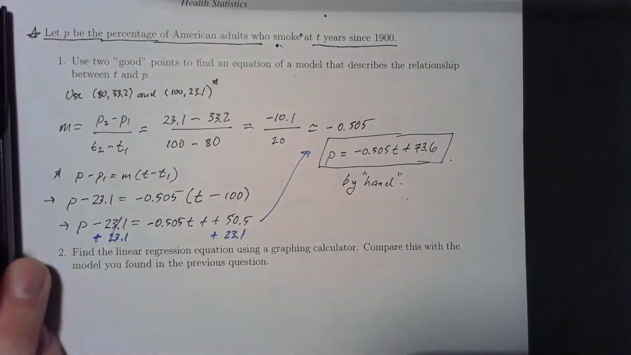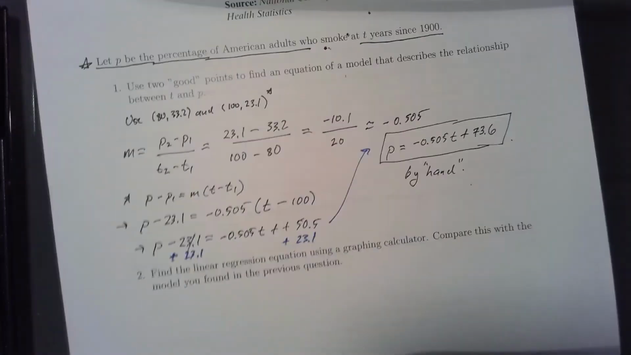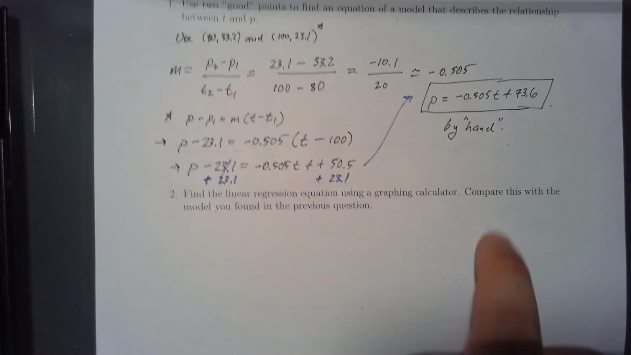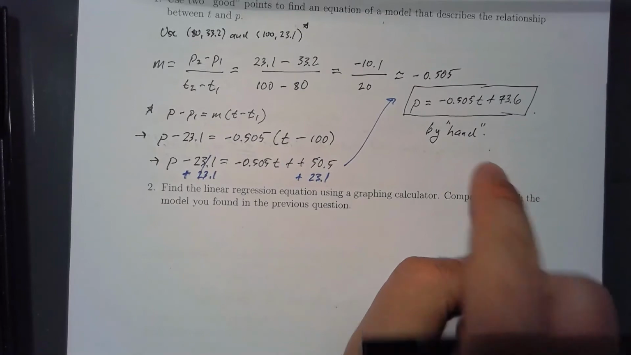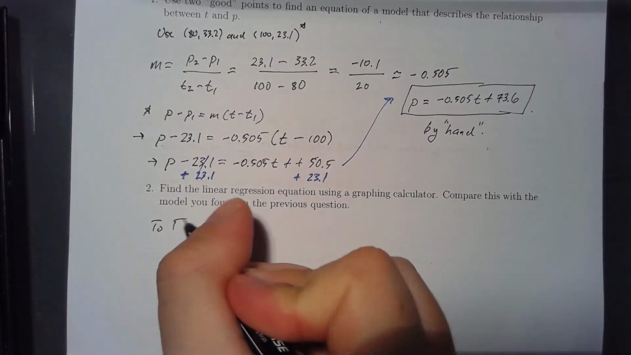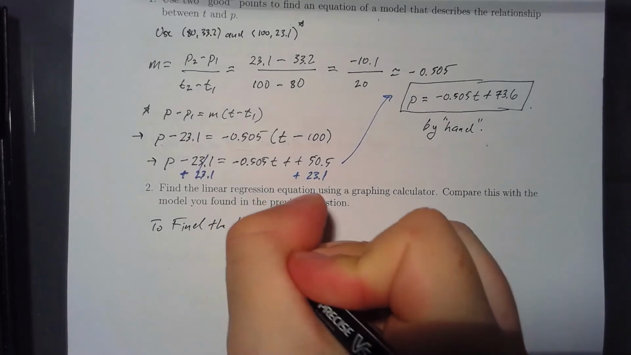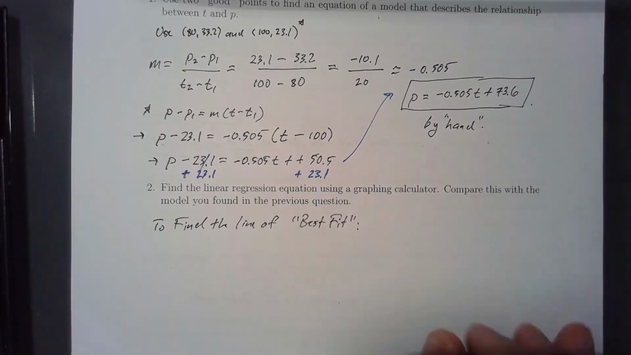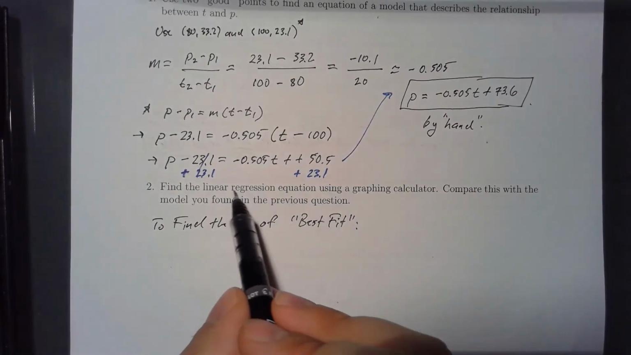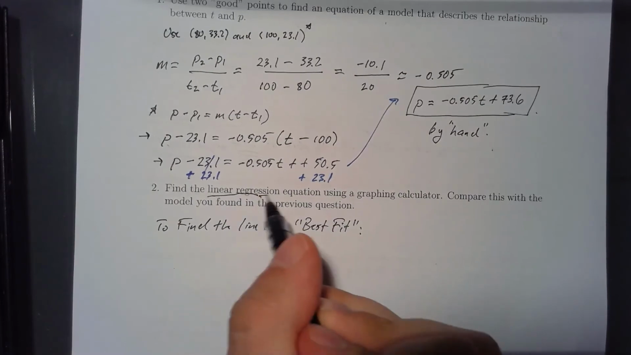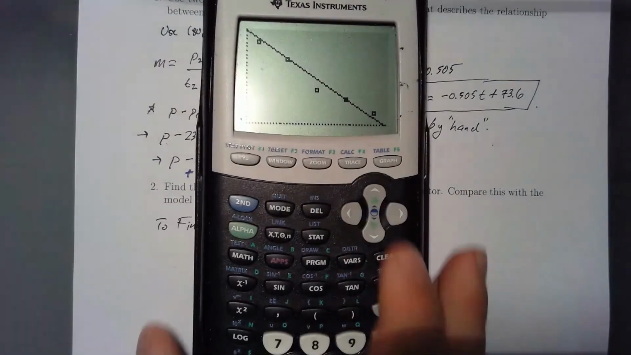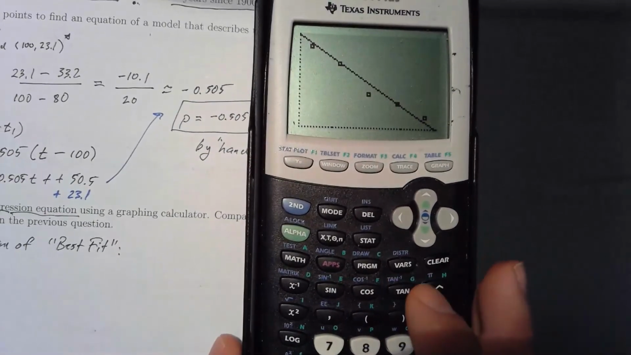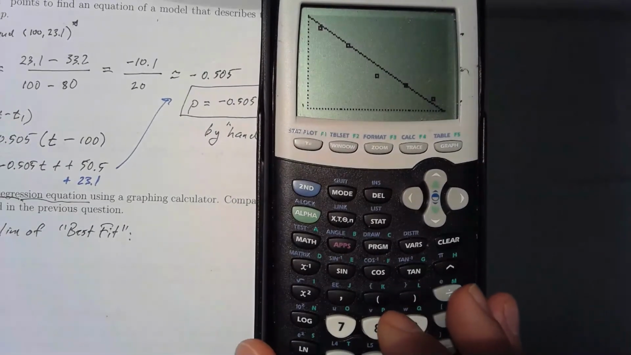All right. Now, question 2. Find the linear regression equation using a graphing calculator. Compare this with the model you found in the previous question. So, to find the line of best fit, that's the linear regression equation. Here's what you're going to do. So again, we're not doing this by hand in this course, we're just using the calculator to get it. So you just have to press a series of buttons. So here's how you find the linear regression equation.